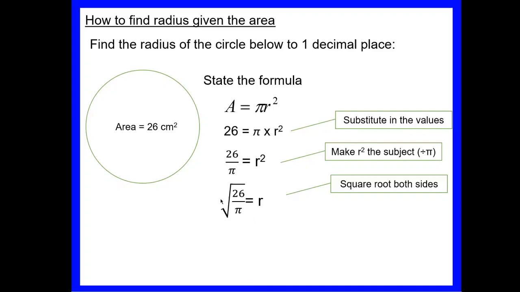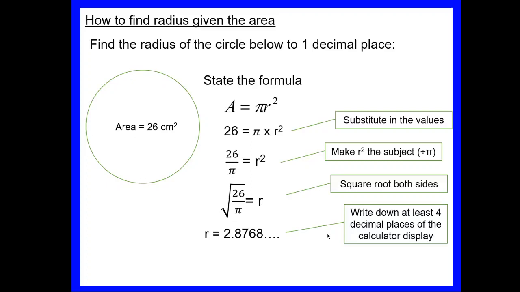Now I can type this into my calculator. So we know hopefully where our square root button is. You can use your fraction button if you've got one on your Casio calculator. If you don't have one, remember this is 26 divided by pi. So you could do square root, brackets, 26 divided by pi, close the bracket. Make sure you use the brackets so that it will do that division first for you. That comes to 2.8768, etc.